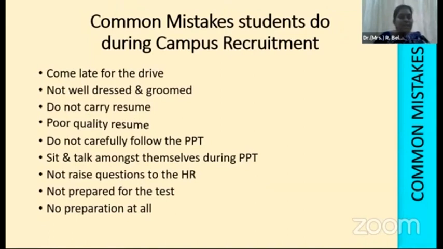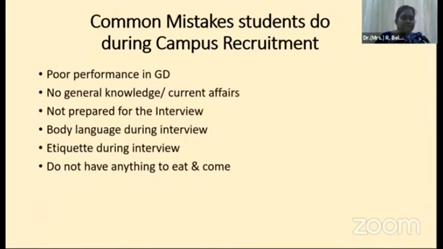No preparation at all. Okay, then next, poor performance in GD, no general knowledge, no current affairs, because all the time when we are free, what do we do? We sit and watch the mobile, WhatsApp. You're not prepared for the interview. How do you prepare for the interview? Remember, the PPT preparation was two-way communication first. So you first find out and come, and then you ask questions. You get up, you introduce yourself and ask the question.